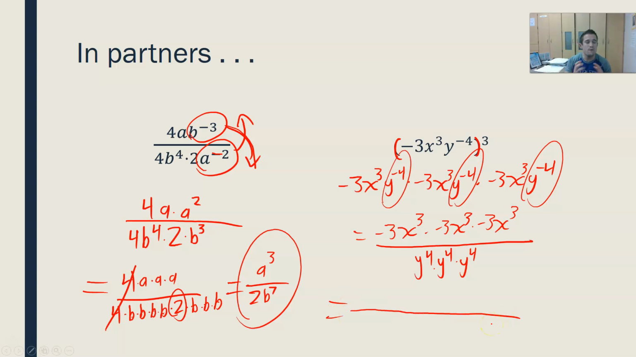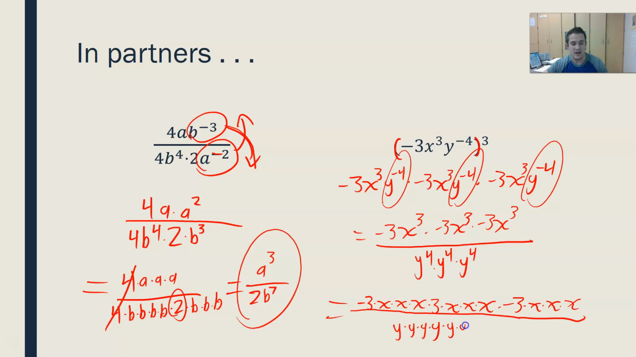Okay. So you're hopefully starting to notice some patterns here. So if I write this all out on the top, I have negative 3 times x times x times x, times negative 3 times x times x times x, times negative 3 times x times x times x, all over y times y times y, and so on, twelve y's in all. 4, 8, 12. There's 12 of these. 3, 6, 9. There's 9 of these x's.